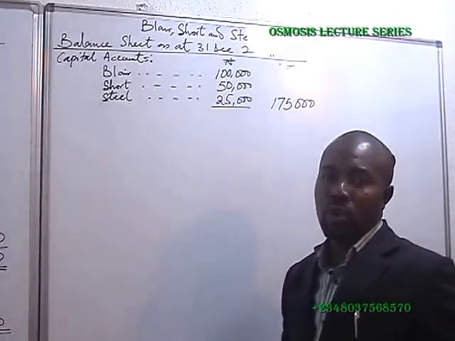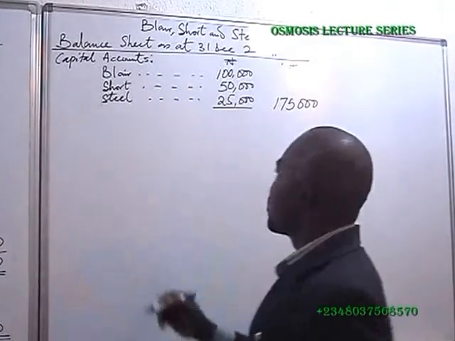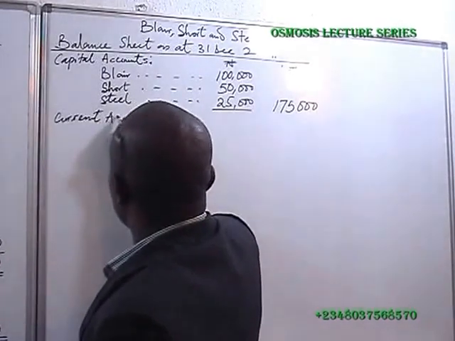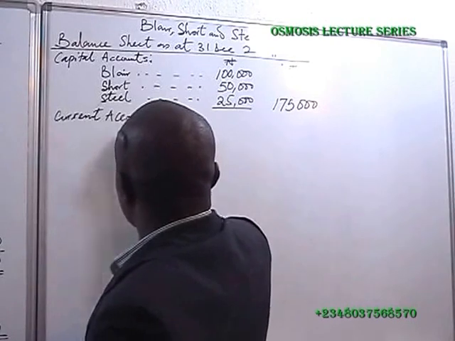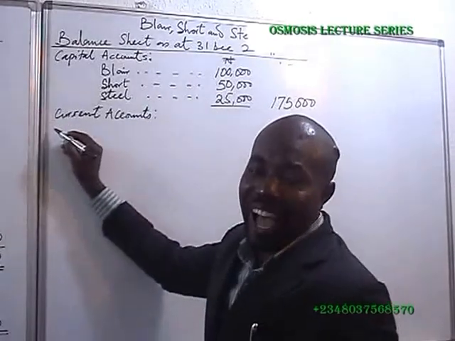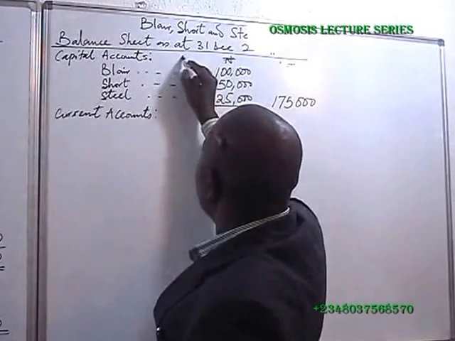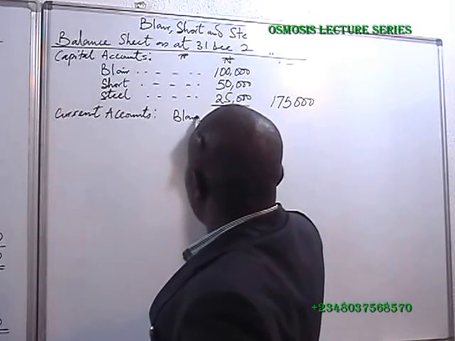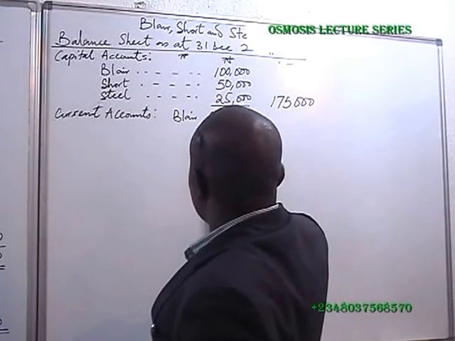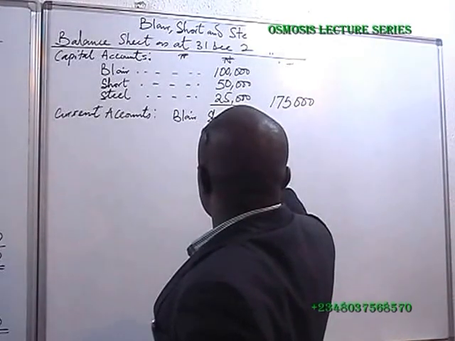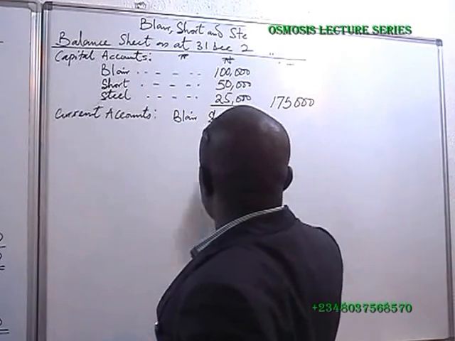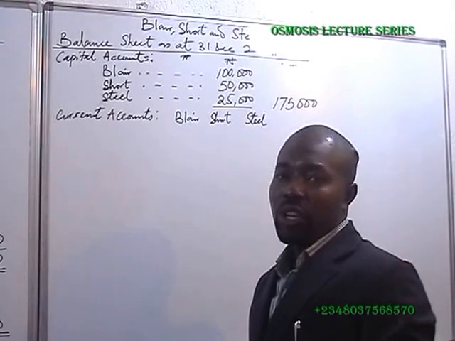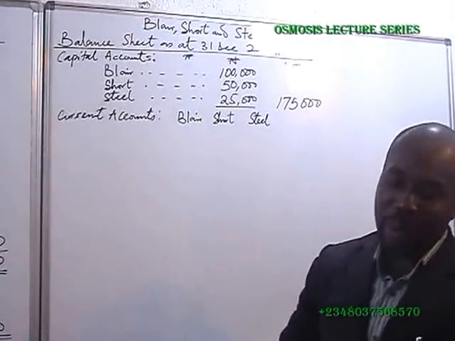So from here, we now go to the current accounts. Now, under the current account, we are going to give their names: Blair, Short, and Steele. We'll have Blair, we'll have Short, we'll have Steele. Now, when you have done that, the first item, here we are going to bring down their balance of current account.